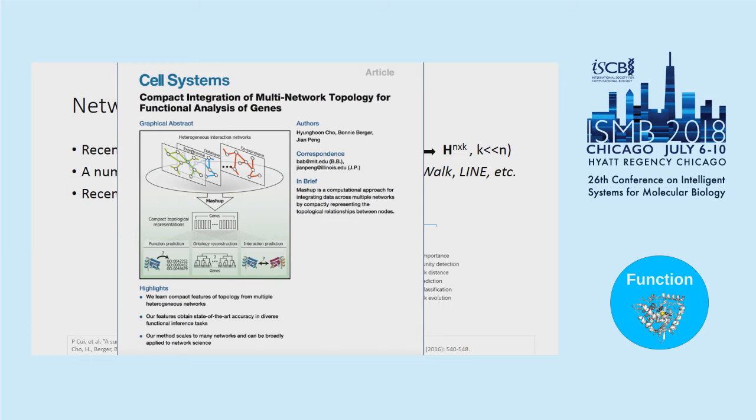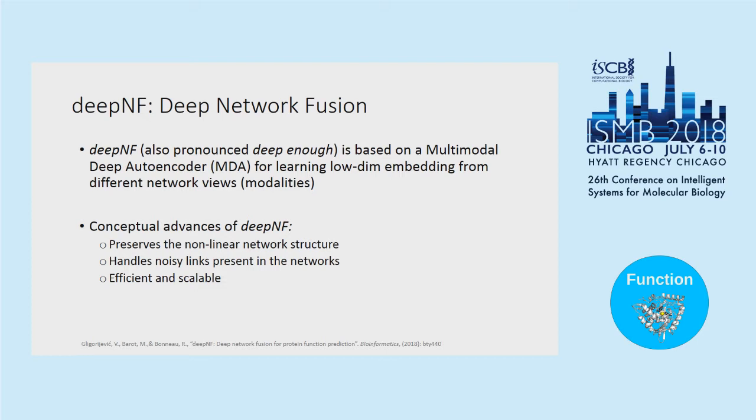Then I'm going to show you in a few slides. So our method is called Deep Network Fusion, or DeepNF, and it's also pronounced "deep enough," which you're going to see the reason why in a few slides. So it's a method that is based on multimodal deep autoencoders, and we use a multimodal deep autoencoder to learn these low-dimensional embeddings from different network views, or as we also call them, modalities.